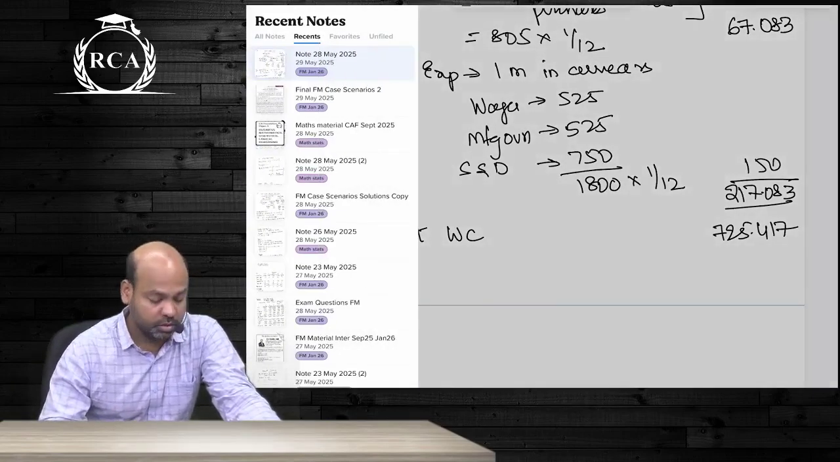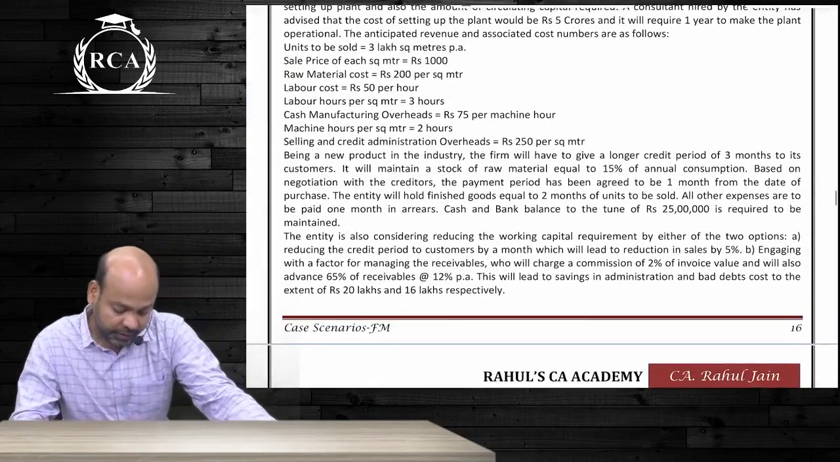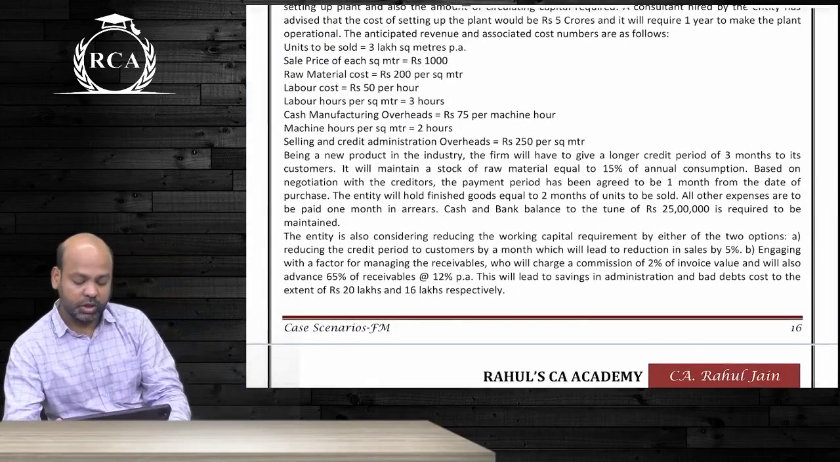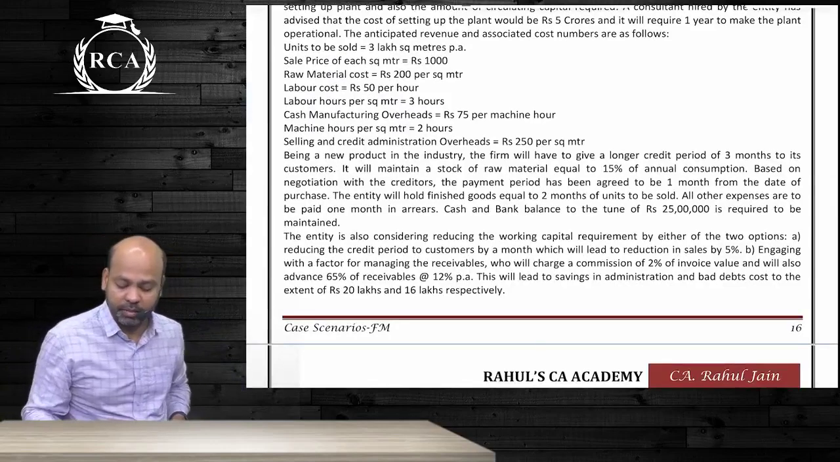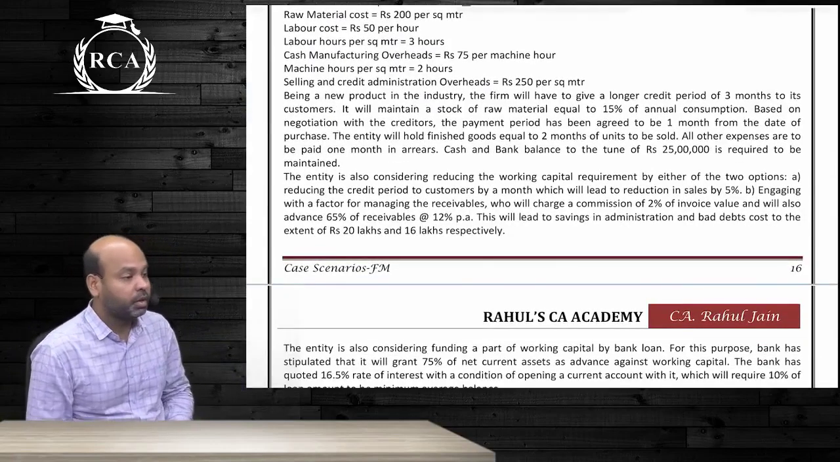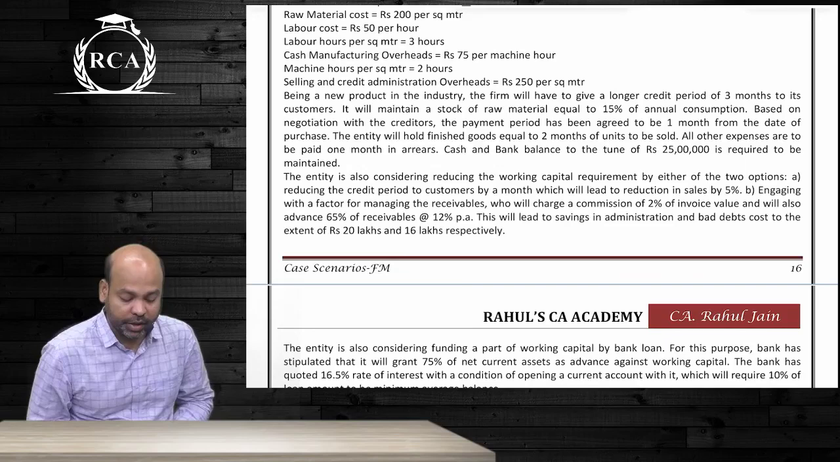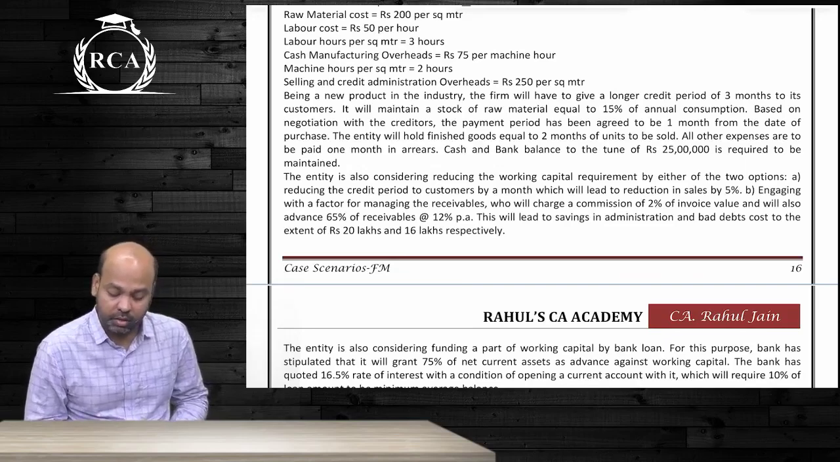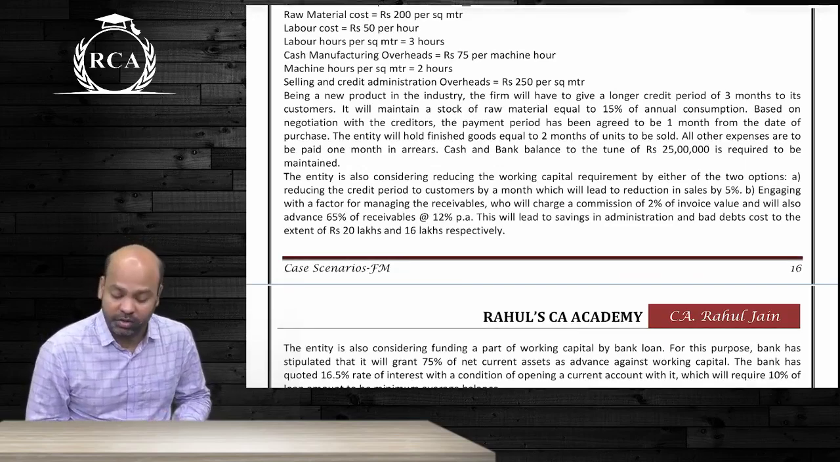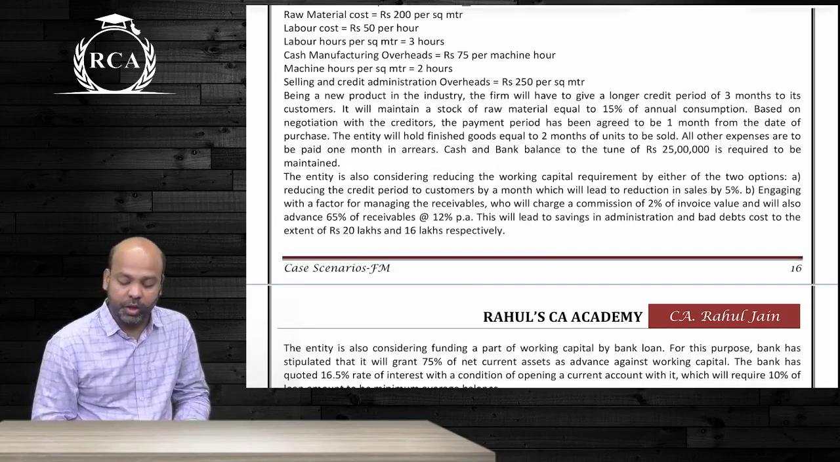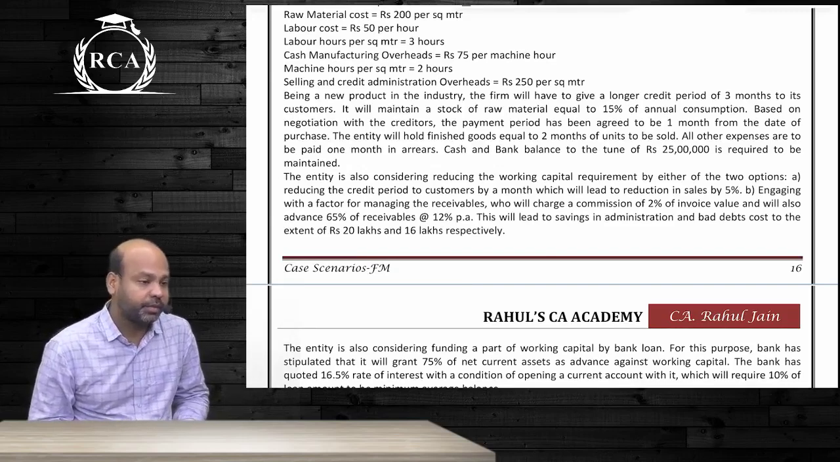Vijay ho gaya. Next part, guys. The entity is also considering reducing the working capital requirement, guys, by either of two options. The first option, guys, is reducing the credit period to customers by a month, which will lead to reduction in sales by 5%.